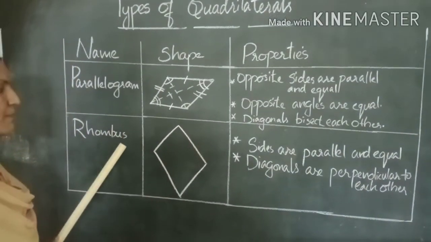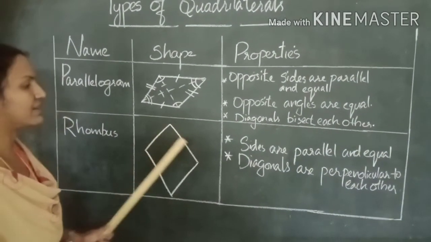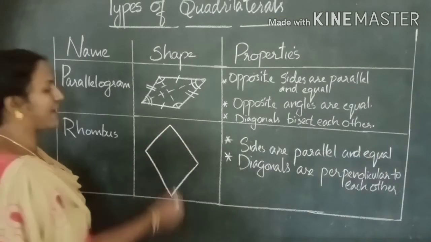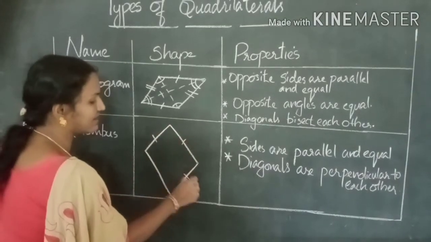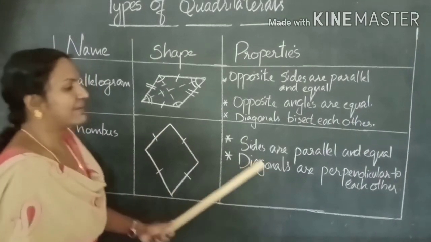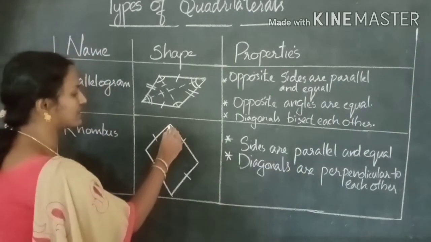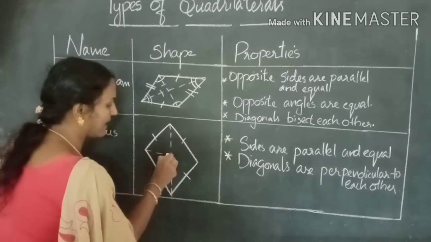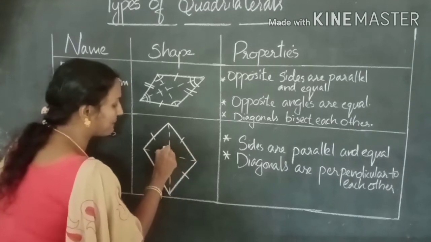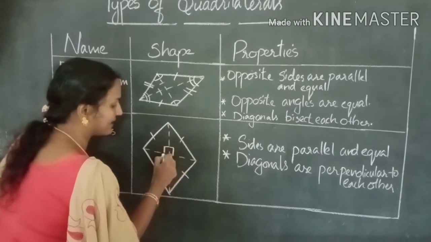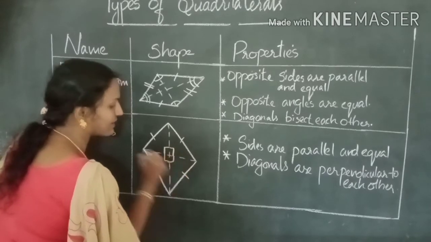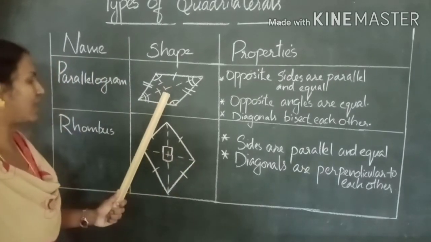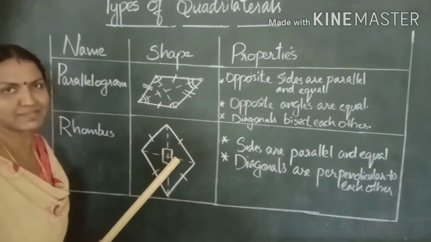The next one is rhombus. In a rhombus, all sides are equal and opposite sides are parallel. The diagonals are perpendicular to each other, at 90 degrees. First one parallelogram, the second one rhombus.